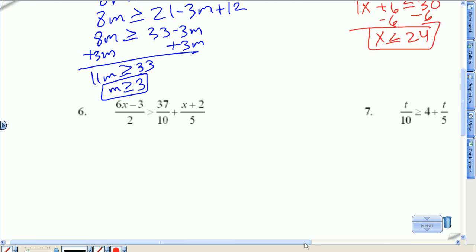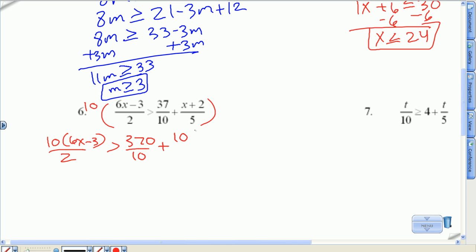Alright, let's see. Number 6. 2, 10, and 5. Well, listen, 2 goes into 10, 10 goes into 10, 5 goes into 10. So how about we multiply everything by 10? This becomes 10 times 6x minus 3 over 2. Remember, when it's a binomial, I'm not actually going to multiply. Here we get 370 over 10. And I get 10 times x plus 2 over 5.